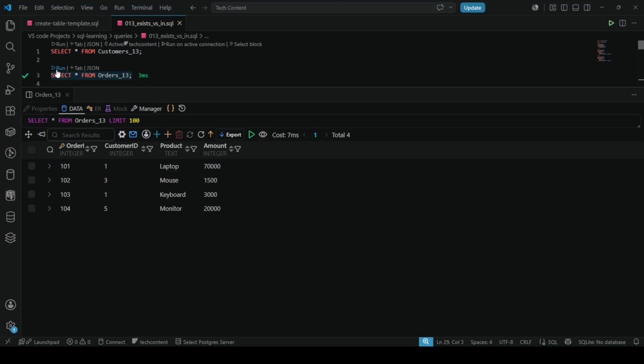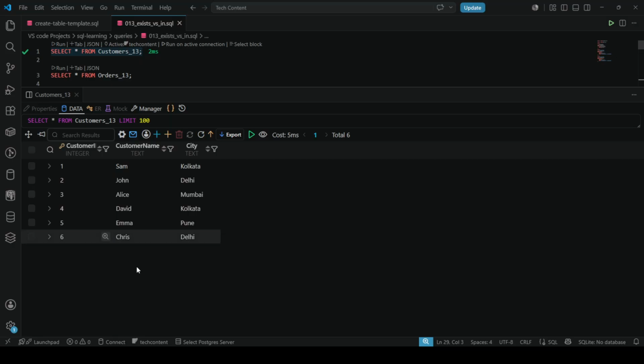Now we have to prepare the data, as you see in the customers and orders tables. Here we have six customers, let me execute this first. Only three of them have placed orders, and that is Sam, Alice, and Emma. John, David, and Chris haven't placed any orders. Our goal is to find only the customers who have orders. Before I write the query, think about what information we actually need from the orders table. We don't need the products, we don't need the amount, we only need the customer ID.